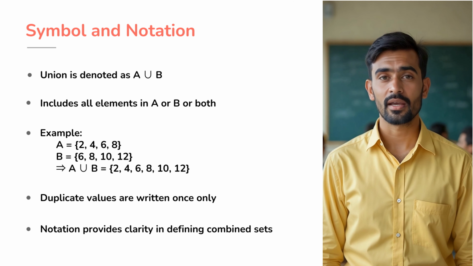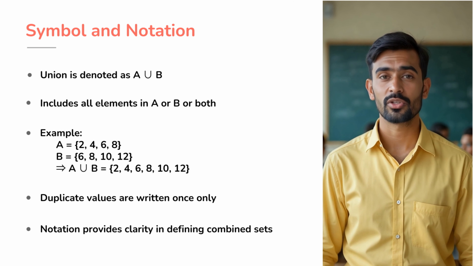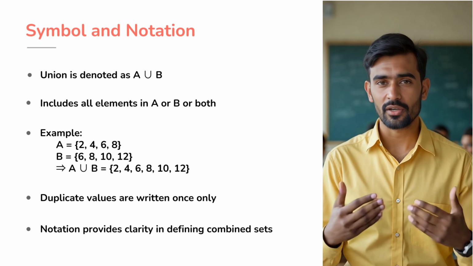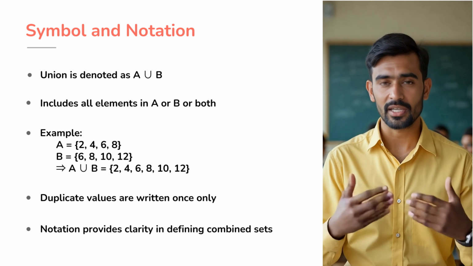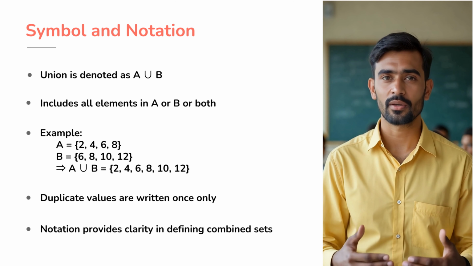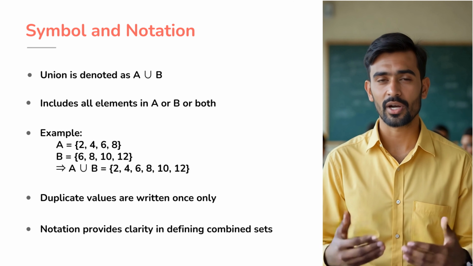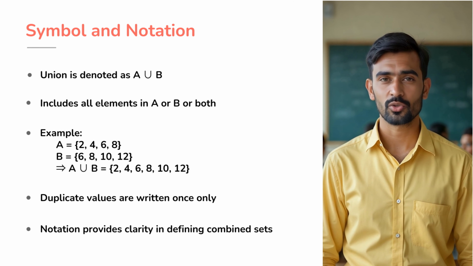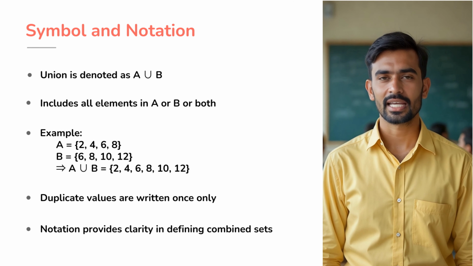For example, if A equals {2, 4, 6, 8} and B equals {6, 8, 10, 12}, then A ∪ B equals {2, 4, 6, 8, 10, 12}. Remember, elements common to both sets, like 6 and 8, are written only once.